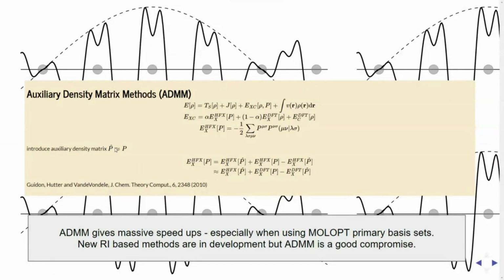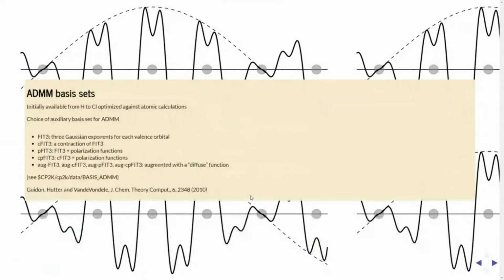on that equivalent density matrix instead of the full density matrix. So we introduce this auxiliary density matrix, and we make the approximation that the difference between the Hartree-Fock exchange in the full and the auxiliary is approximated by the difference of just the DFT exchange in those two. And we calculate the Hartree-Fock exchange only in this auxiliary density matrix. The full details are in the paper there. I'm not going to go into it now. And so you've then got to decide not just a primary basis set, but also an auxiliary basis set for the ADMM.